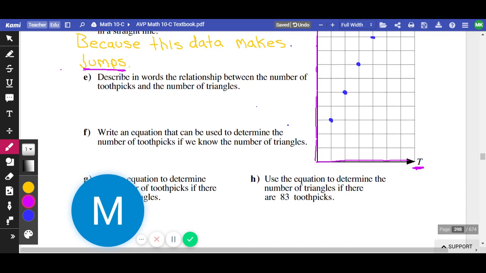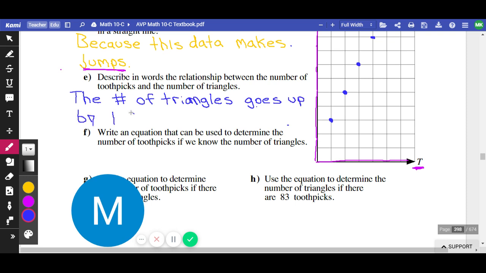Describe in words the relationship between the number of toothpicks and the number of triangles. In words, the way I would describe this is the number of triangles goes up by 1 for every 2 picks. So anytime I add 2 picks, I gain 1 triangle.